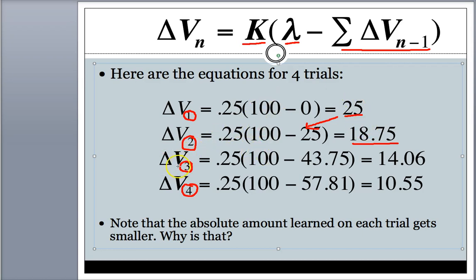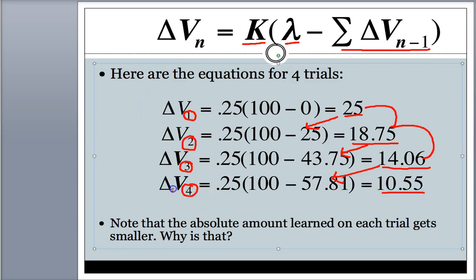Okay, so on trial 3, again, 25% K, same amount. Lambda, same amount, 100. Minus, now we have to add these two together and put those there. So now we have 100 minus 43.75, and then we take 25% of that, and it's 14.06. So on the third trial, we learn another 14.06 of the 100 units that were the total associative strength available. Then we add the 25 plus the 18.75 to the 14.06, which becomes 57.81. And when you subtract that from 100 and take 25%, you get 10.55.